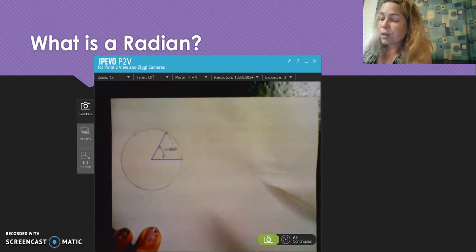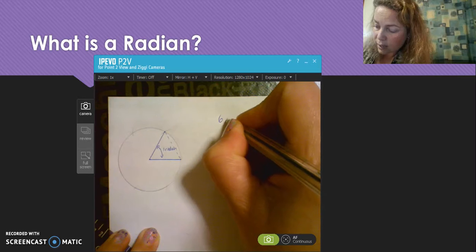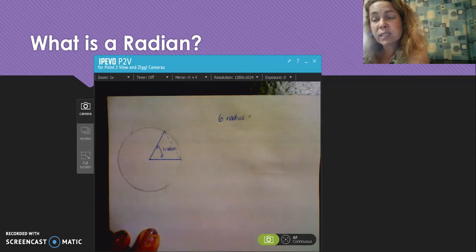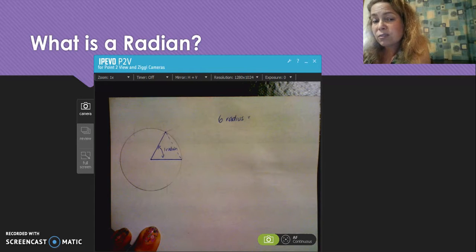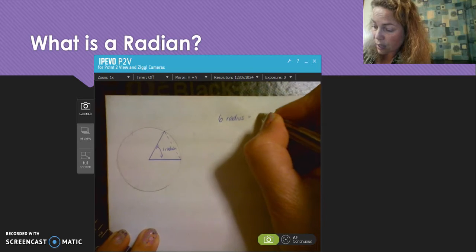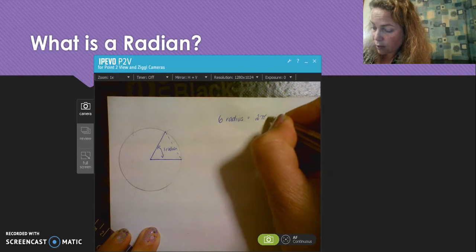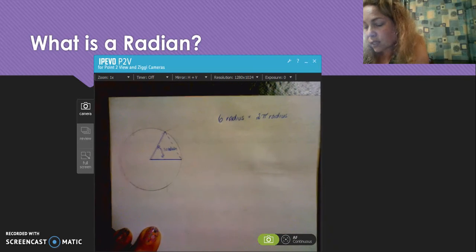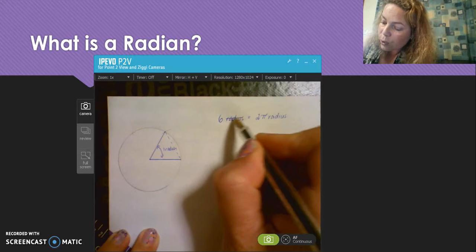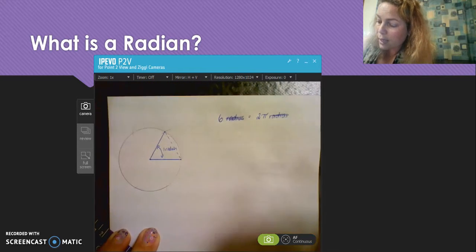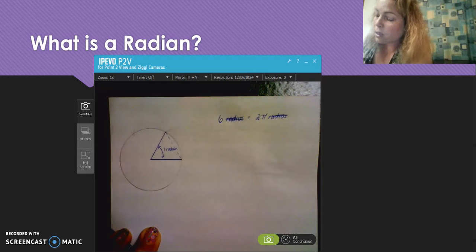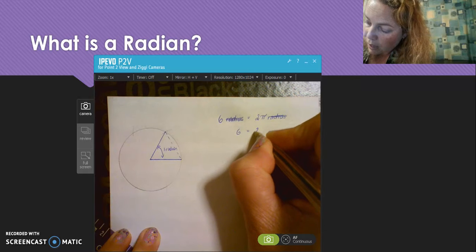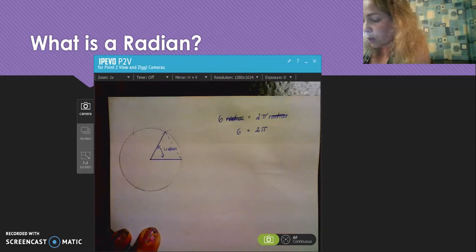So I know that 6 times the radius will give me the circumference of my circle, which is found using the formula 2 pi r. So that is 2 times pi times the radius. So it doesn't matter what my radius is. If I divide through by the radius, I can cancel the radius from both sides. So I get 6 radians must be equal to 2 pi.